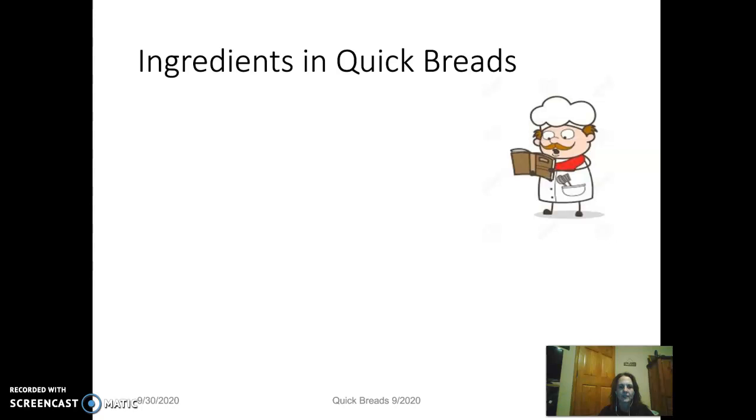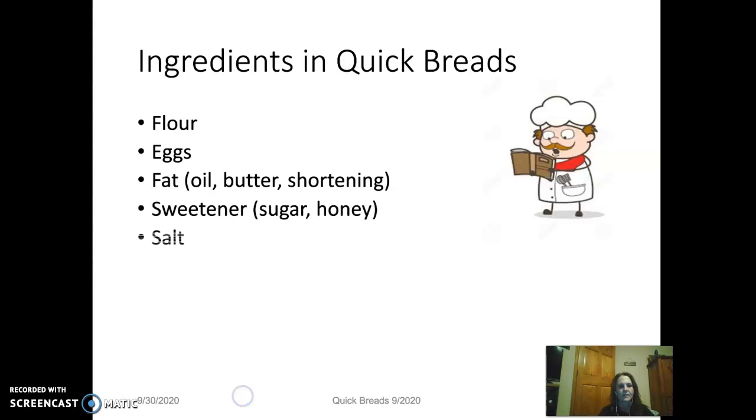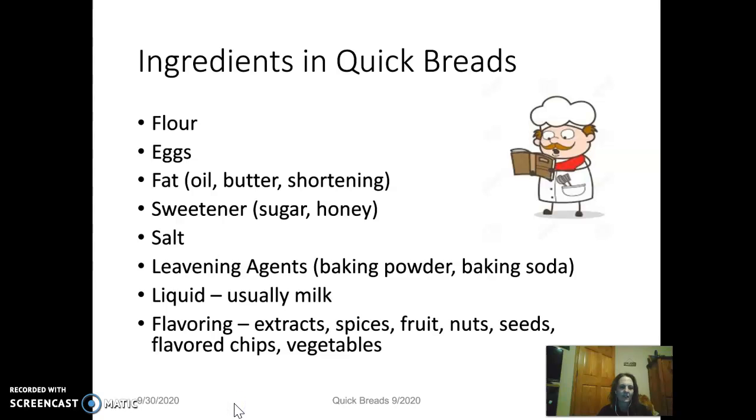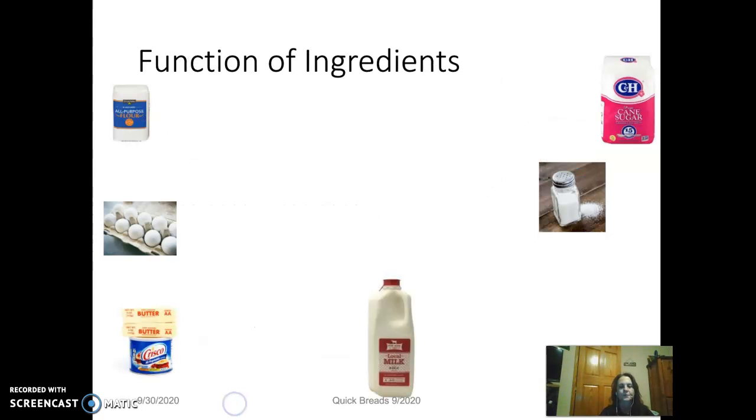Ingredients in quick bread. The ingredients in quick breads are the same basic ingredients in many baking items. So we have flour, eggs, fat, sweetener, salt, leavening agents, liquid, and flavoring, which are things like extracts, spices, fruits, nuts, seeds, flavored chips like chocolate chips or vanilla chips, and even vegetables like zucchini or carrots.